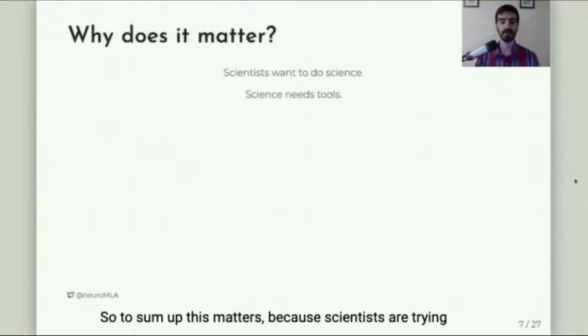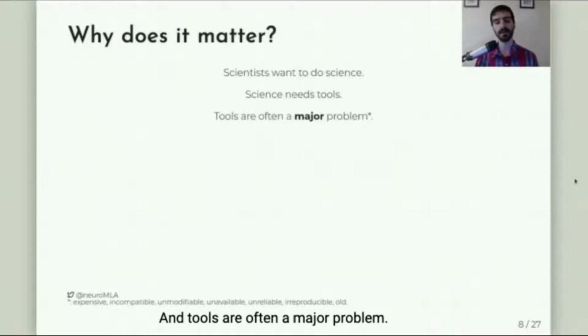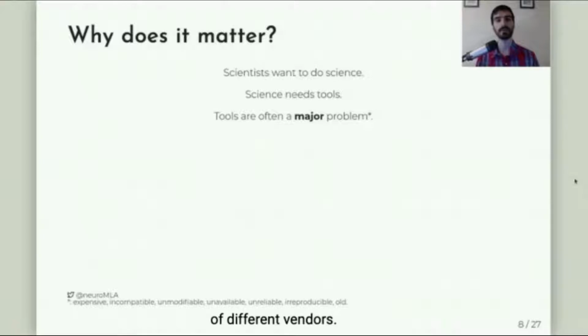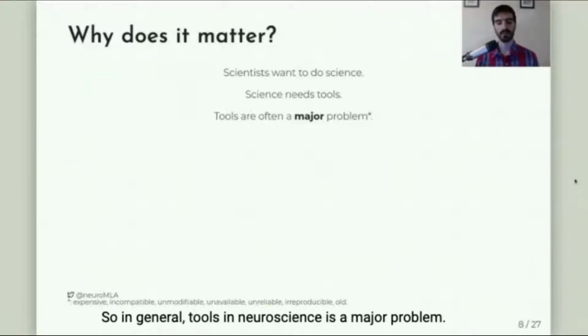So to sum up, this matters because scientists are trying to do science, and to do science they need tools, and tools are often a major problem. They are either very expensive or unreliable or difficult to modify, or they don't talk well between different tools of different vendors. So in general, tools in neuroscience are a major problem.